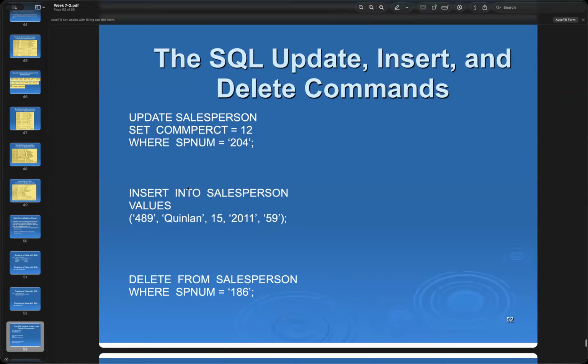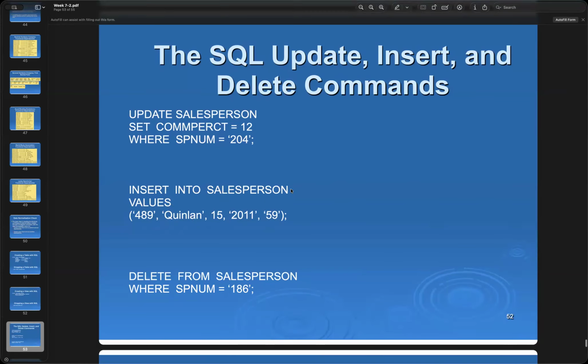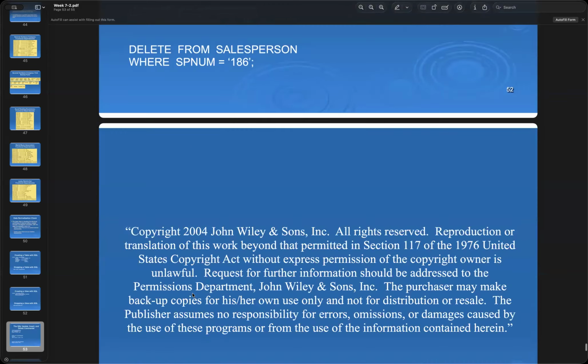Okay, if we need to insert a new record, we insert into which table. If you just put the values in this way, you need to match the attribute sequence. Okay, so this one, let's say the numbers and name like this. Okay, if you remember one of the formats, if I define the attribute sequence, then you can follow that sequence. Okay, and then of course we can delete from the records. Okay, delete from table, and then where is the condition.